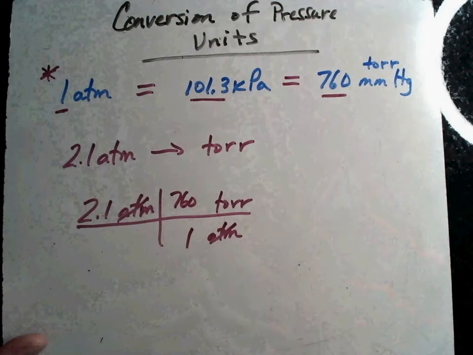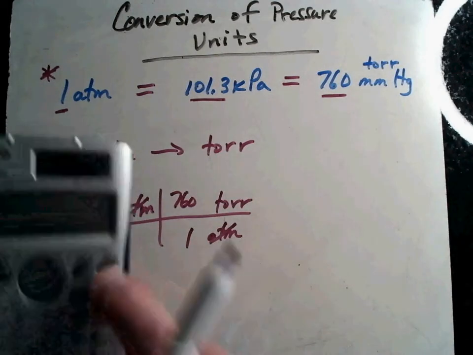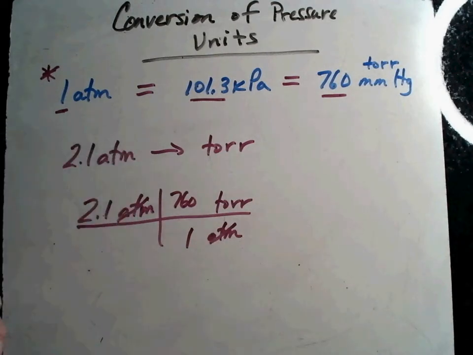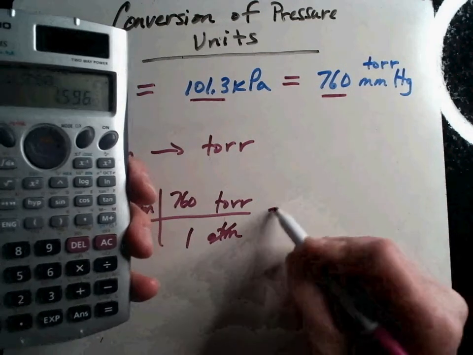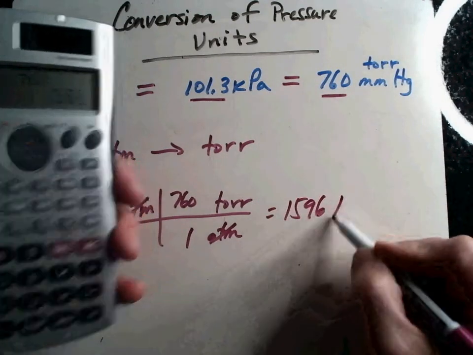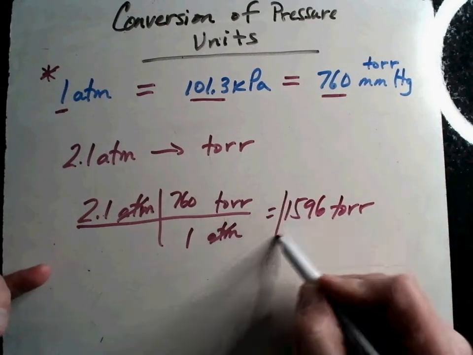So all you do is you grab your handy dandy box, your calculator, 2.1 times 760 equals 1,596 torr. And that would be the answer.